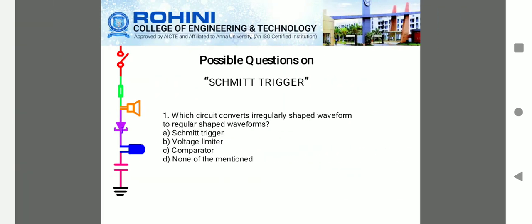These are the possible questions for the Schmitt trigger. Which circuit converts irregularly shaped waveforms to regular shaped waveforms? A, Schmitt trigger; B, voltage limiter; C, comparator; D, none of the mentioned.